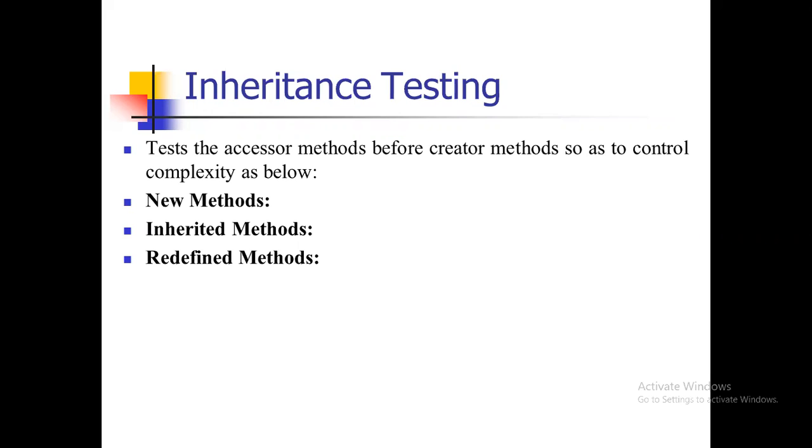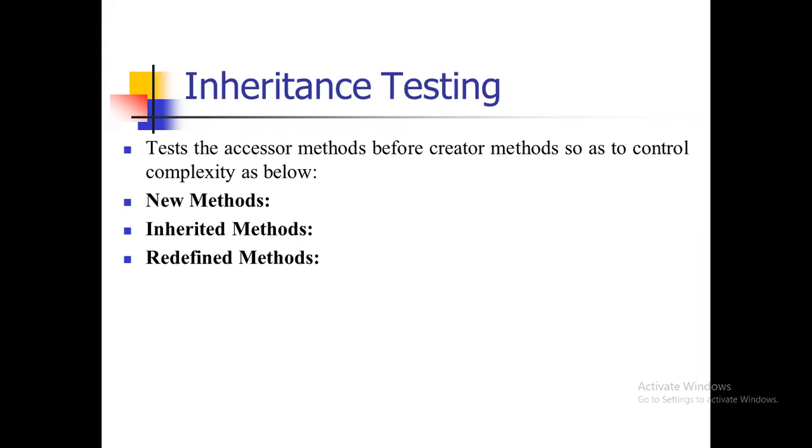Then second is inherited methods. These methods are defined in a superclass of the child class that is under test here. So testing the inherited methods is known as retest, only if the methods interact with the new methods.